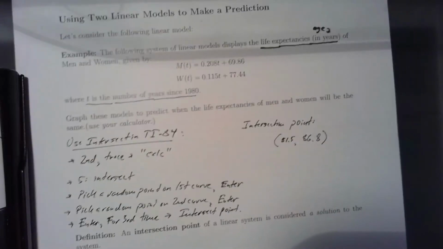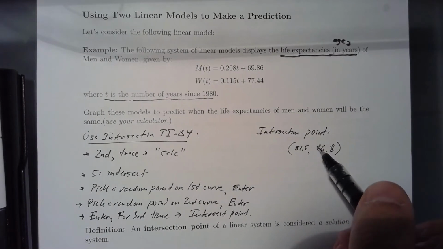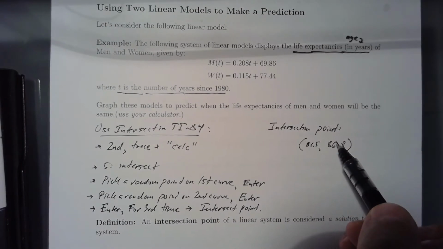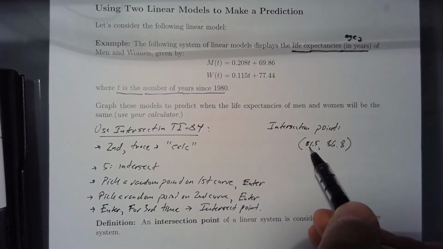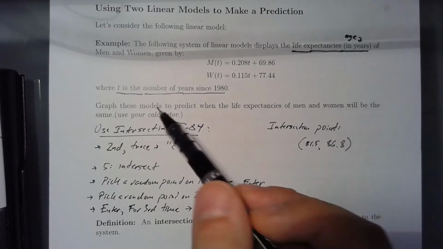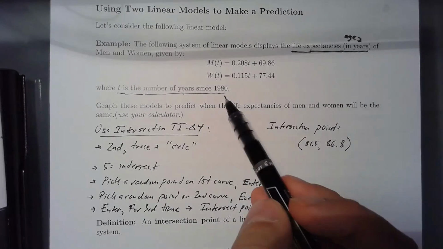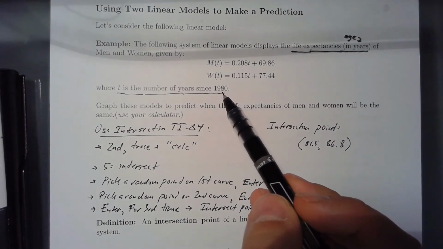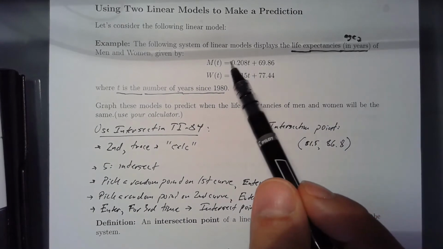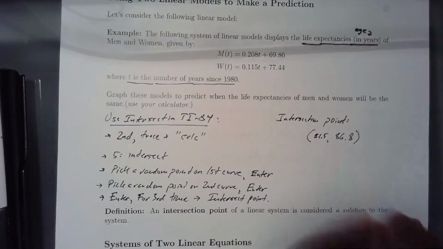But yeah, that's how you use your calculator to find it. And if we were to interpret this point, even though I don't ask you right now, you should be pretty familiar with how to do that by now. This coordinate right here, 81.5, represents the number of years since 1980. So that's what, 82 years since 1980? So that's the year 2062. So in the year 2062, the life expectancies of men and women will be roughly 87 years of age. All right.